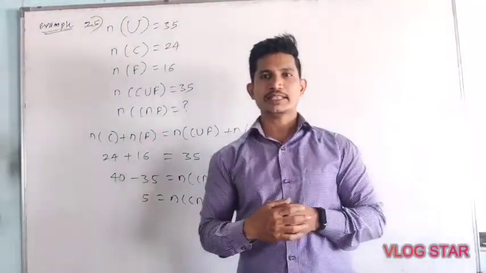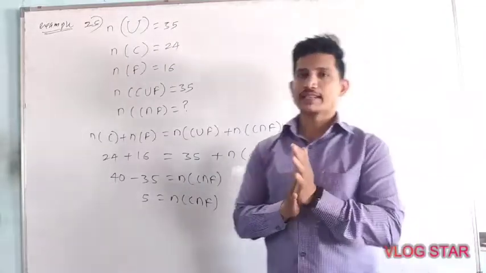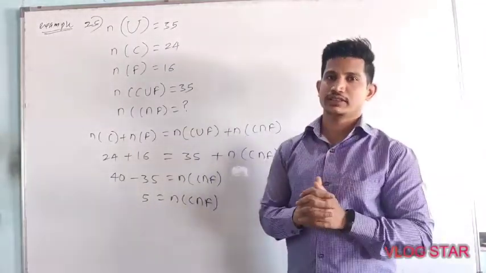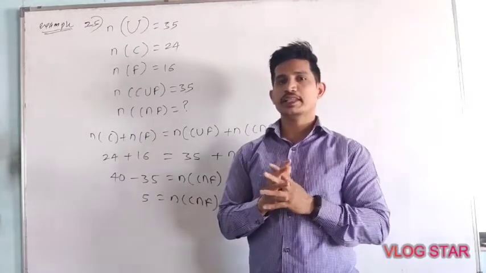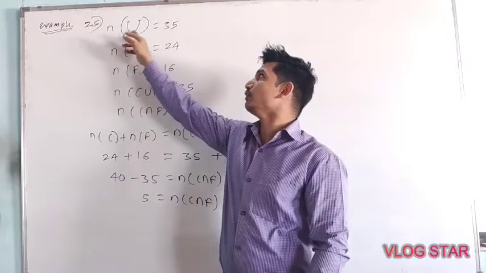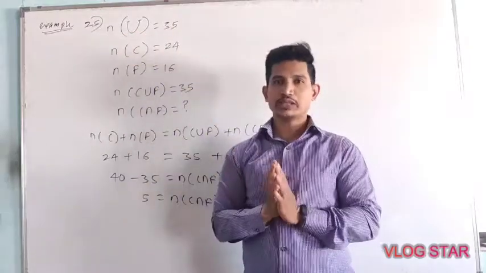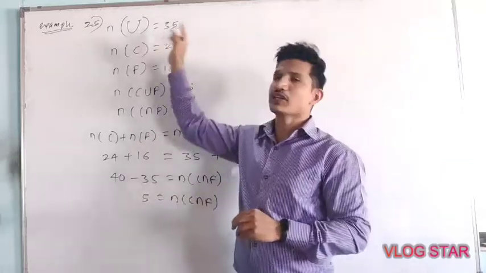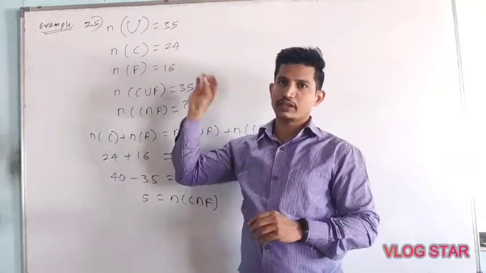Okay, let's see the next example. There are a total of 35 students in a school. How many students in total? 35 students are there. That's why I wrote here n of U is 35. Total is given, "or" is not told. So there are 35 students in total. Whenever total is given, it is n of U.